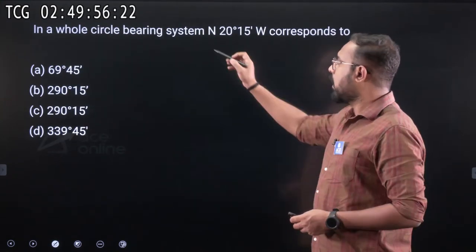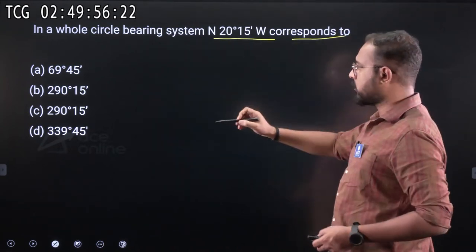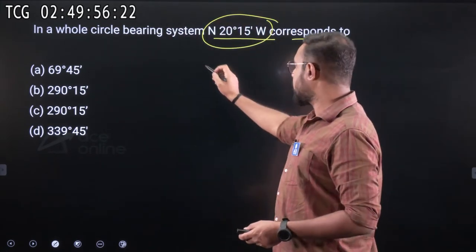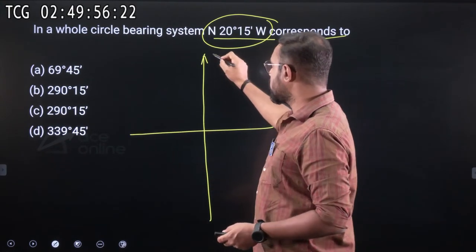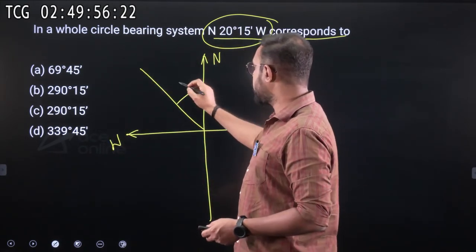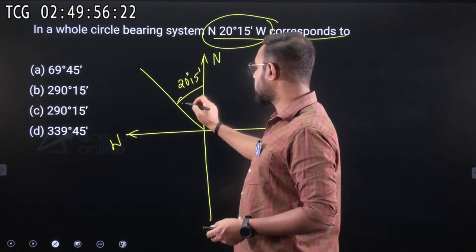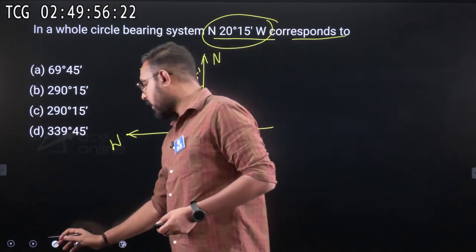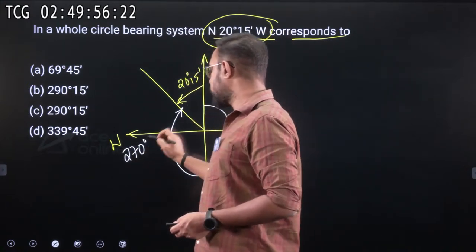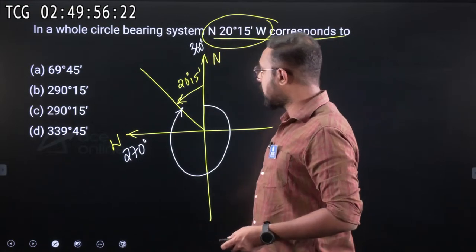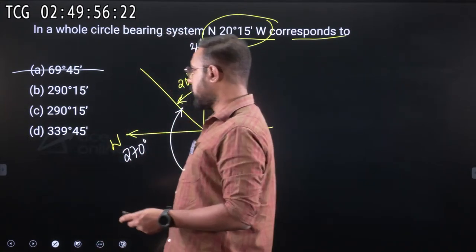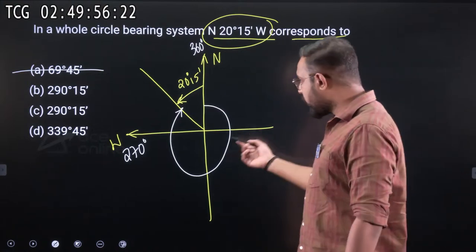In a whole circle bearing system, north 20 degree 15 minutes west corresponds to what? What they are asking is the reduced bearing converted to whole circle bearing. Here is north, here is west, and the line is measured 20 degrees 15 minutes like this. So the whole circle bearing of the line should lie between 270 and 360 degree. How many options are matching? 69 degree is eliminated, 290 degree possible, 339 degree also possible. So only one option we can eliminate, so we have to go for calculation.